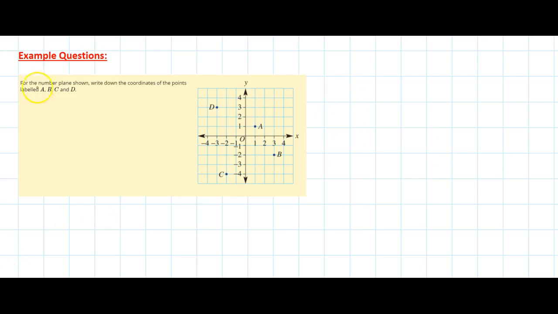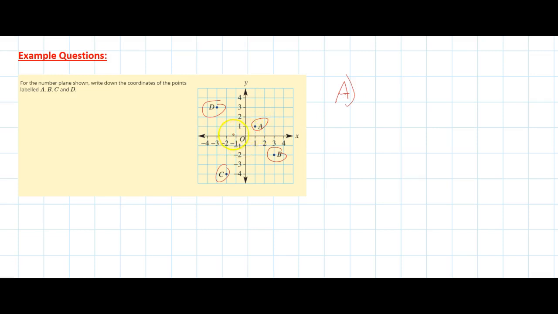Our first question is: for the number plane shown, write down the coordinates of the points labeled A, B, C, and D. Remembering that we always use the x-axis first, followed by the y, we're going to write down these points based on the coordinates here.